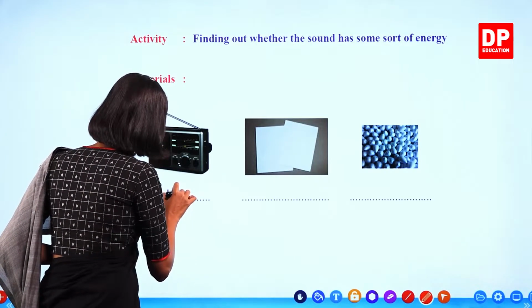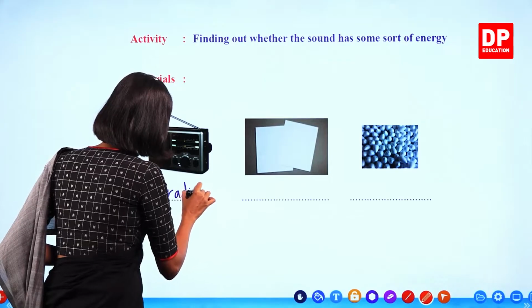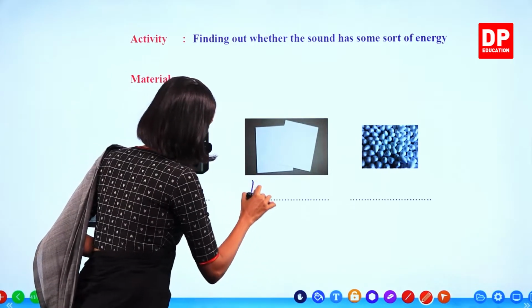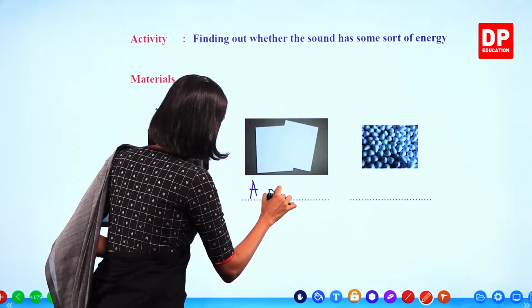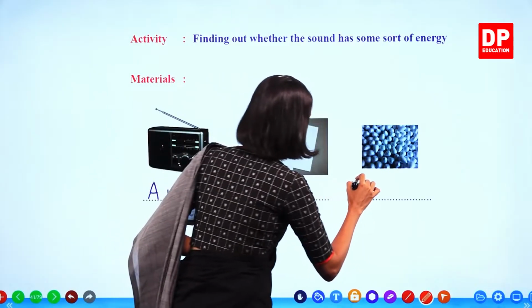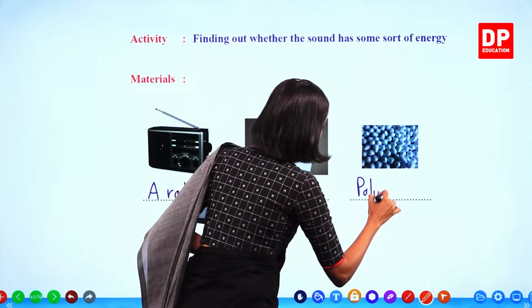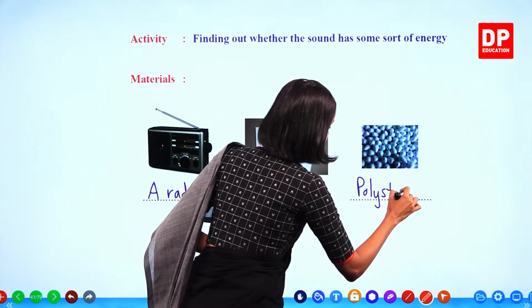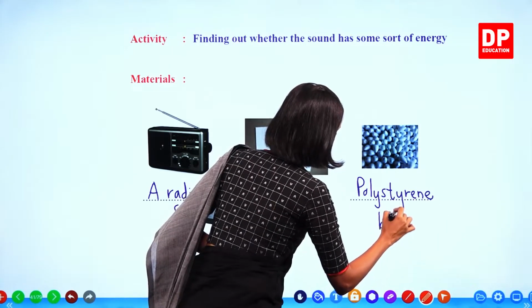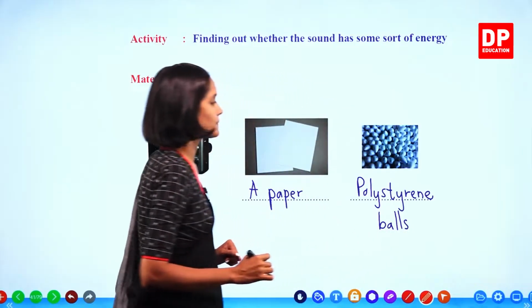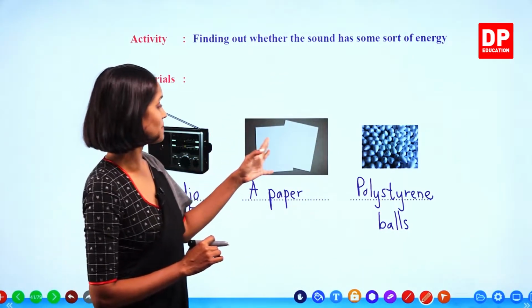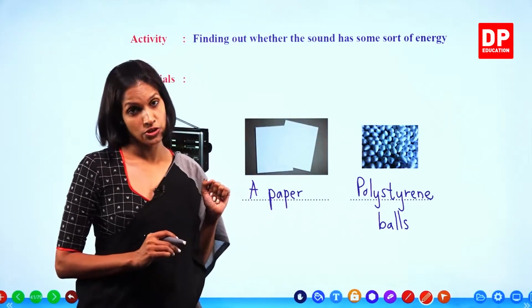We need a radio set, a paper, and polystyrene balls. Right, children? A radio set, a paper, and polystyrene balls.